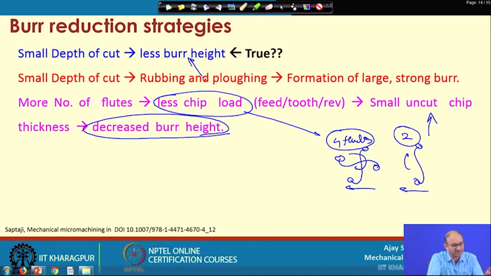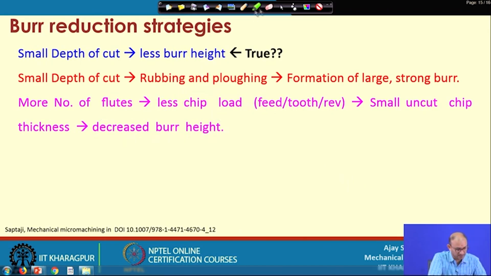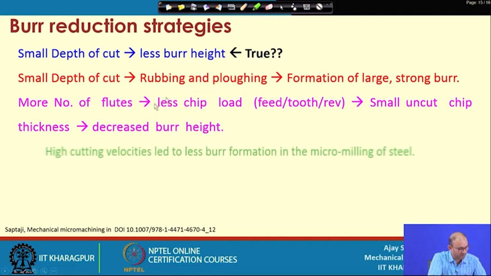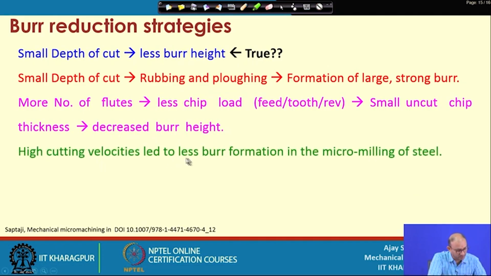So, let us not generalize this statement, but we will see that it depends on the material and the parameter setting, and these things can be taken up very easily. The high cutting velocity led to less burr formation in the micro milling of steel.